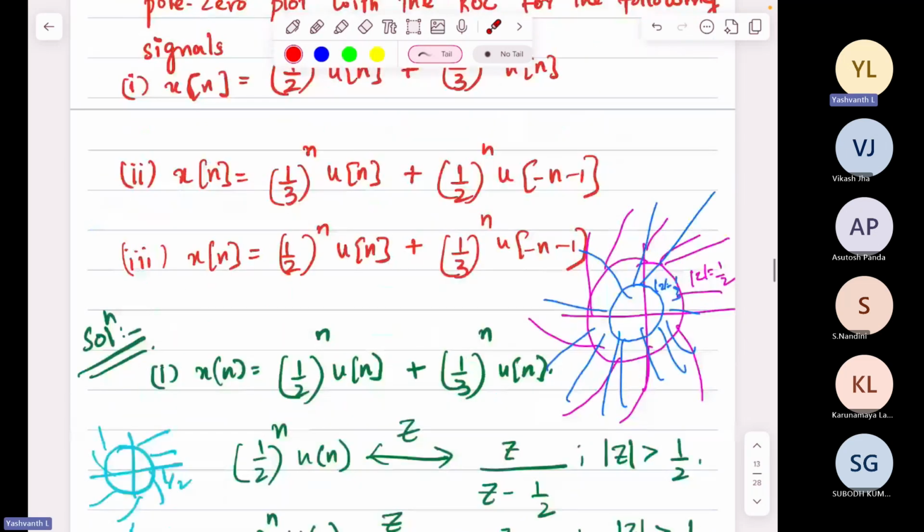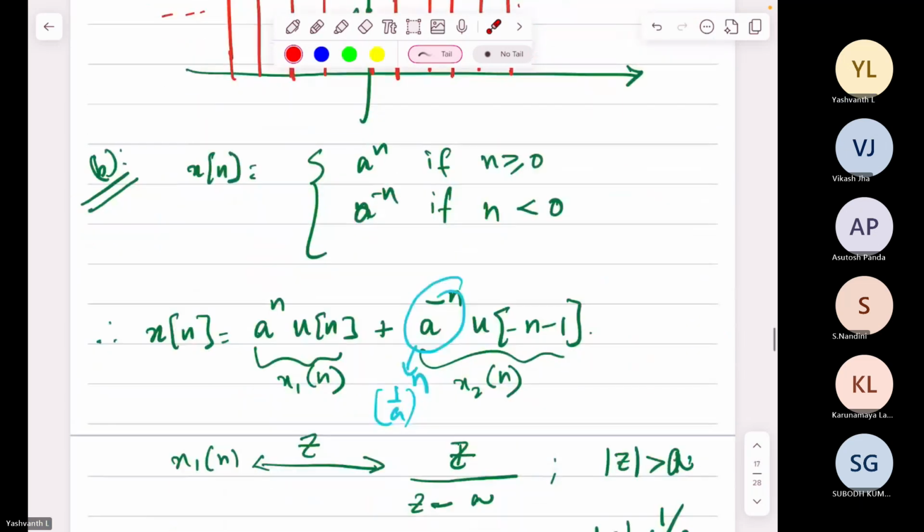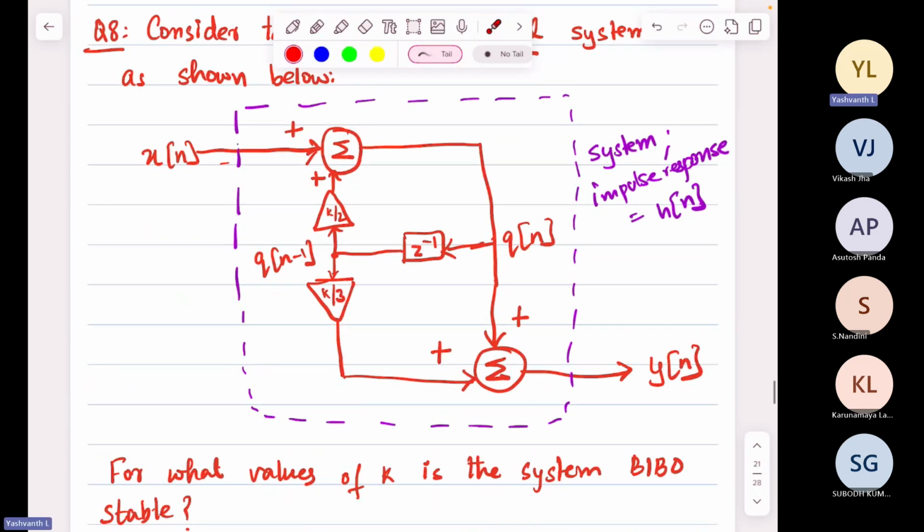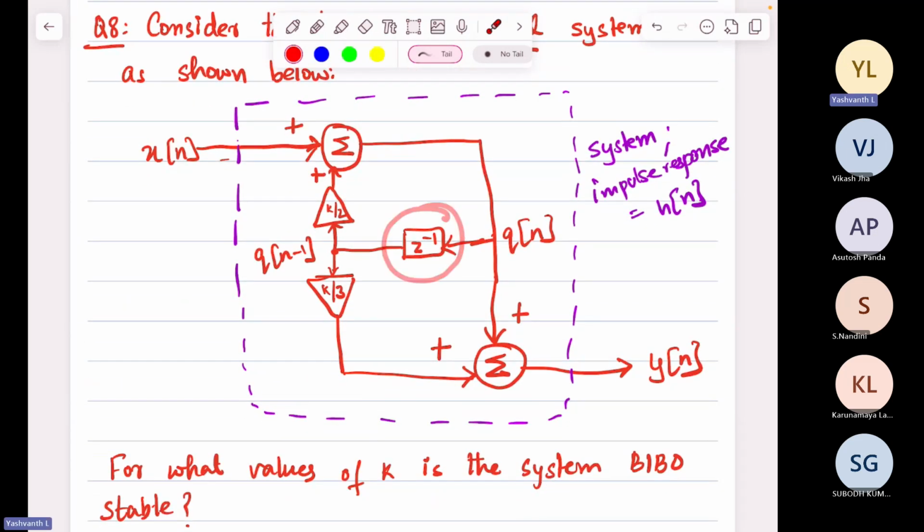Now let's go back to the question. Here, Z inverse means what? If the input is q of n minus 1, the output will be q of n. Oh, sorry. The input is given from the right side, right? See the arrow mark very carefully. That's why q of n is given as the input from the right side. So the output will be q of n minus 1. That is the meaning of Z inverse.